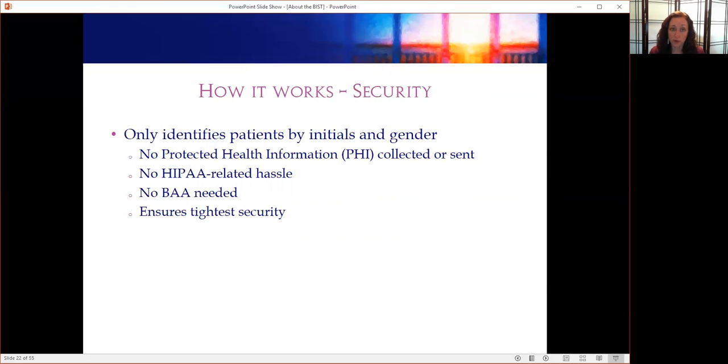Regarding security, which is always one of the big issues, the test actually only identifies patients by initials and gender. So no protected health information is collected or sent over the internet, which means there's no HIPAA-related hassle, there's no BAA needed, and it ensures the tightest security because no sensitive information is making it out over the internet to begin with.